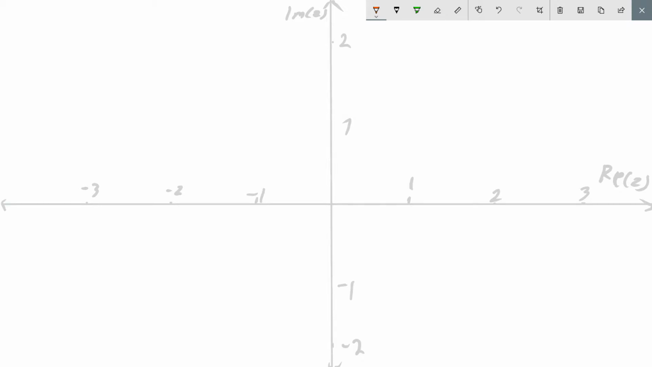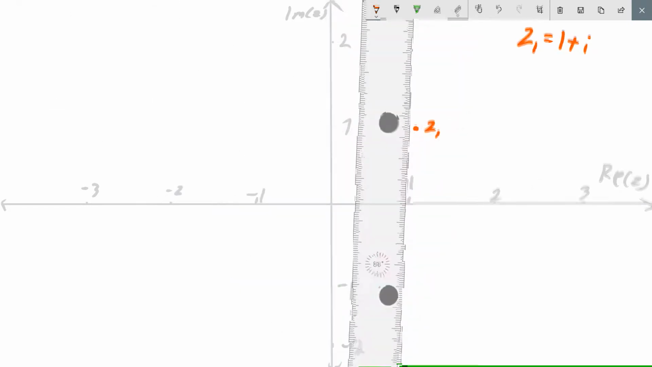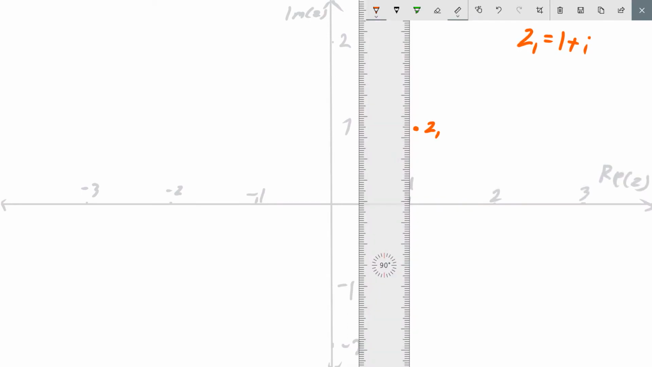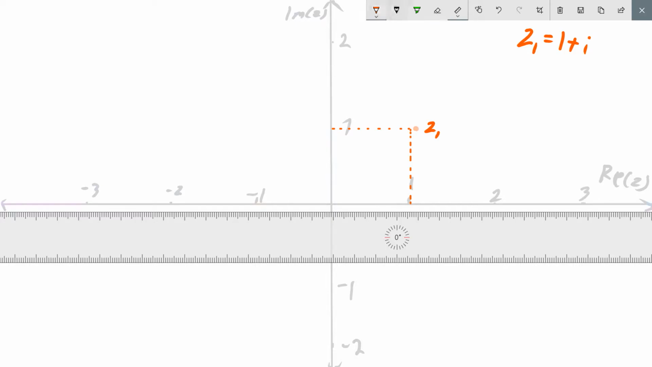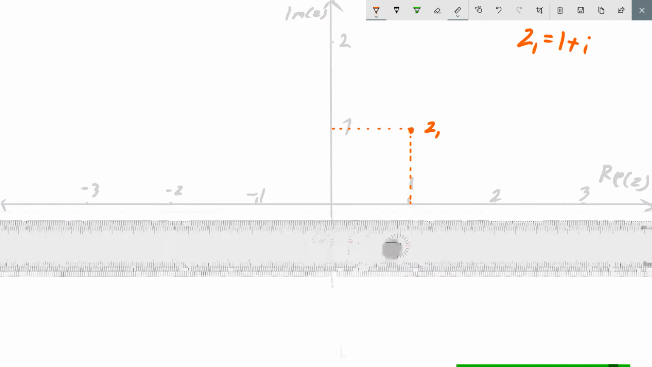I'm going to define a z value up in the corner here. Z1 equals 1 plus i, and then I'm going to graph it. So 1 plus 1i, that's going to be here. So this is Z1. I'm going to draw in some sort of guideline. So there you go, Z1 is there.